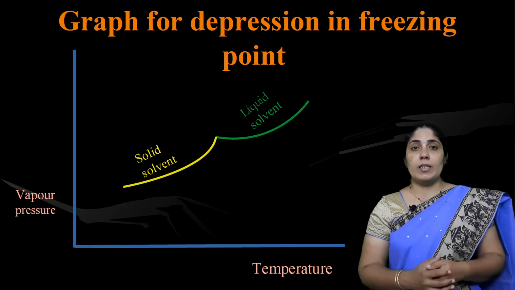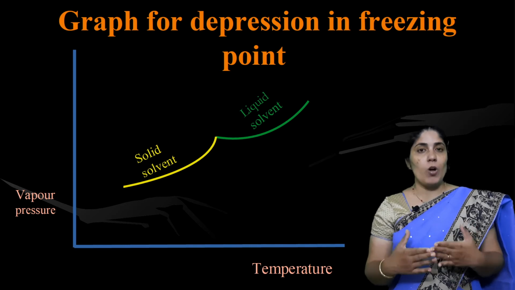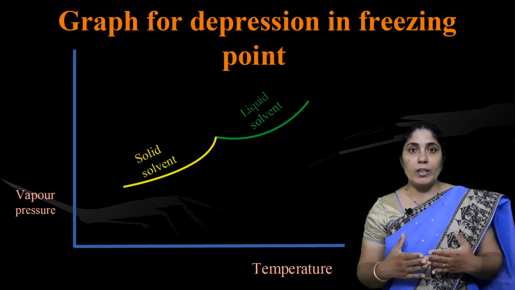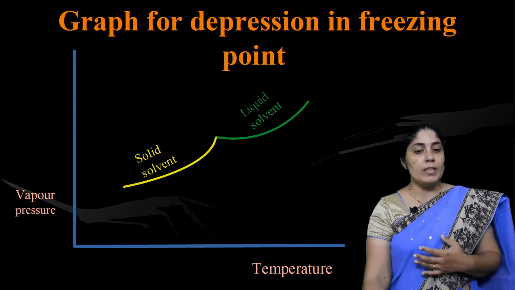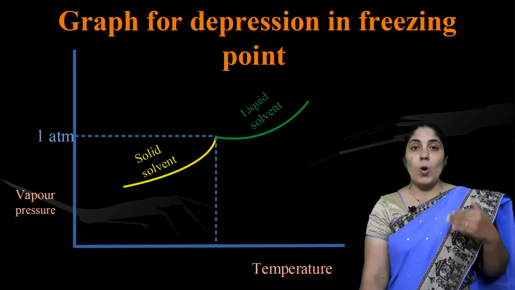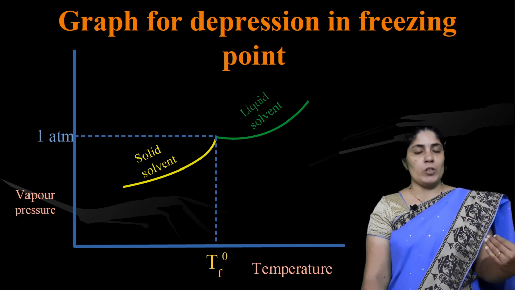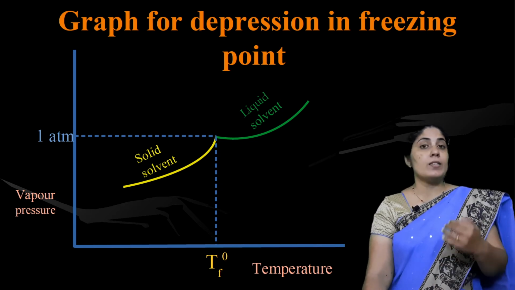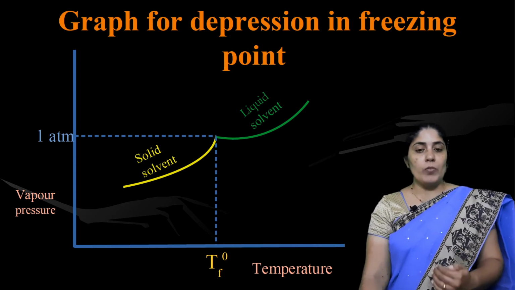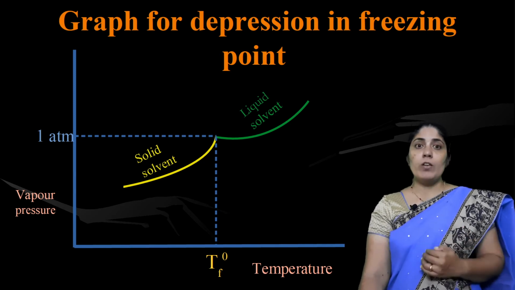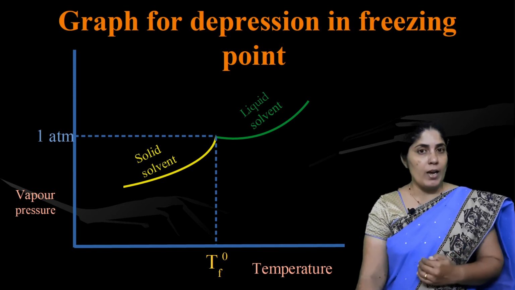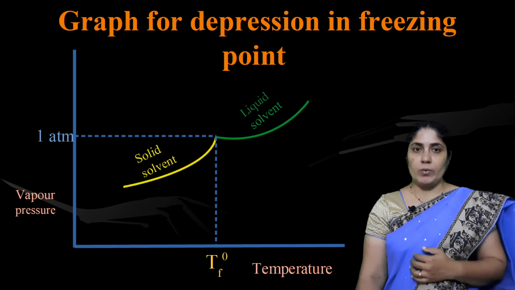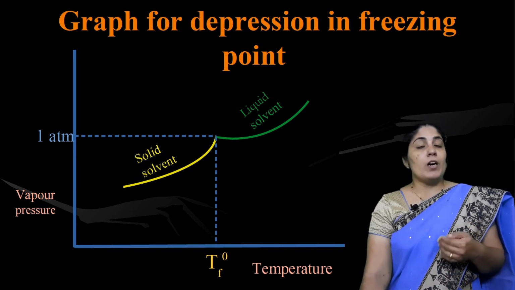So here you can see that at the intersection of the yellow and the green line, you have got a point, and this point is equivalent to 1 atmosphere. That means this is the point which can be marked as the freezing point of this particular pure solvent, and it is marked as TF0. Now let's take our solution.